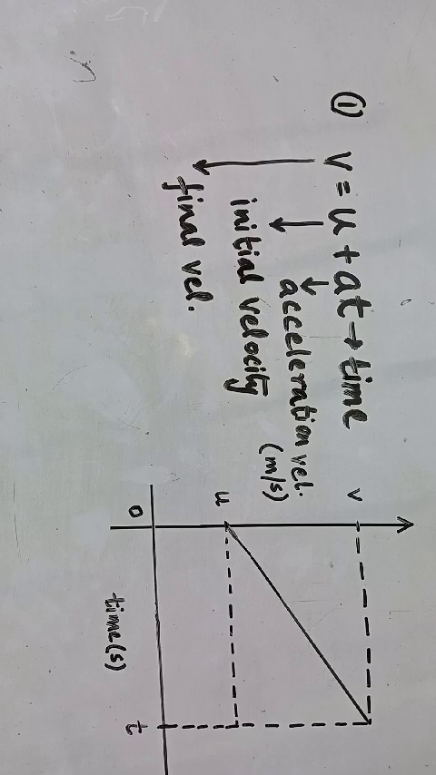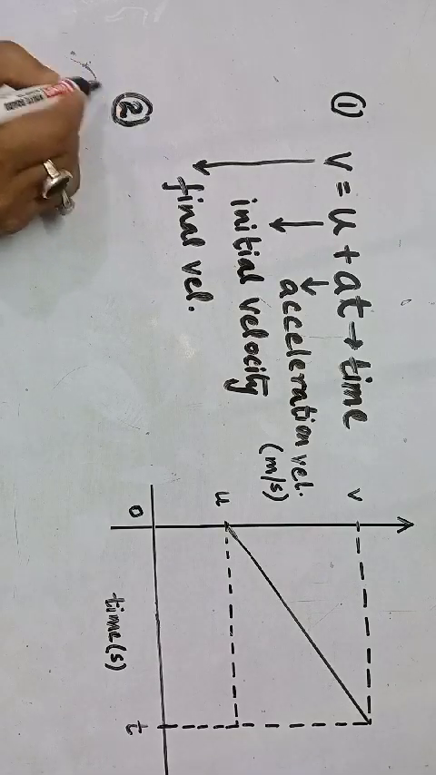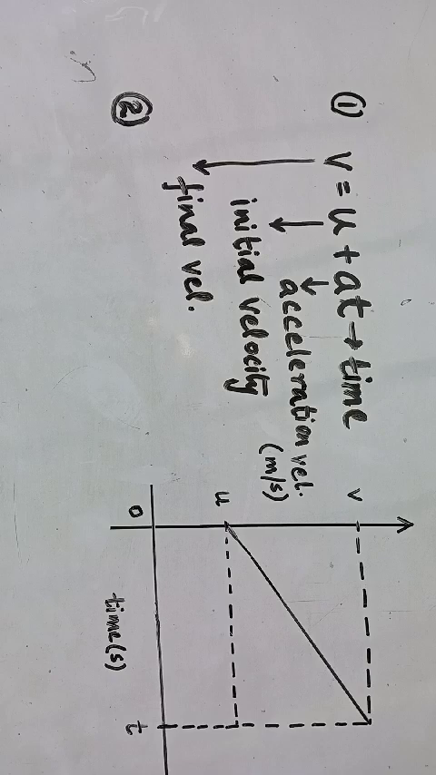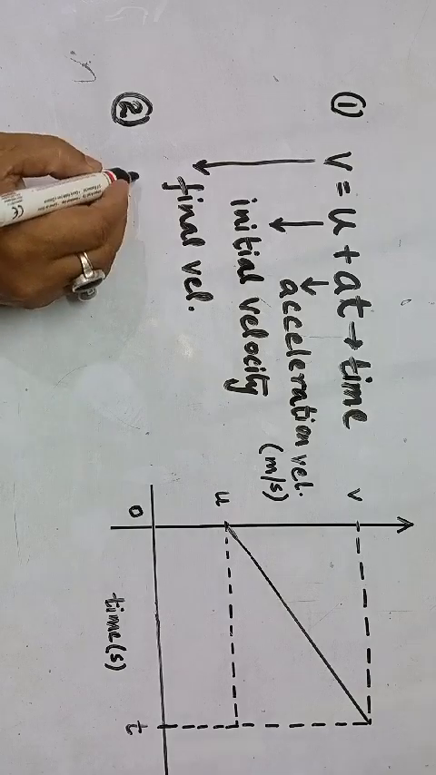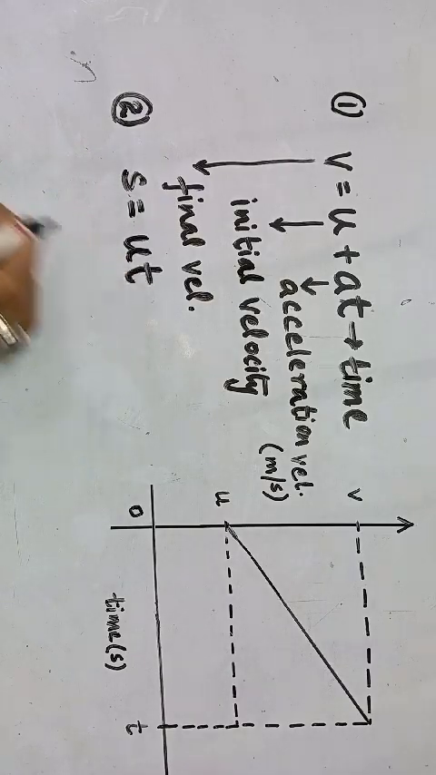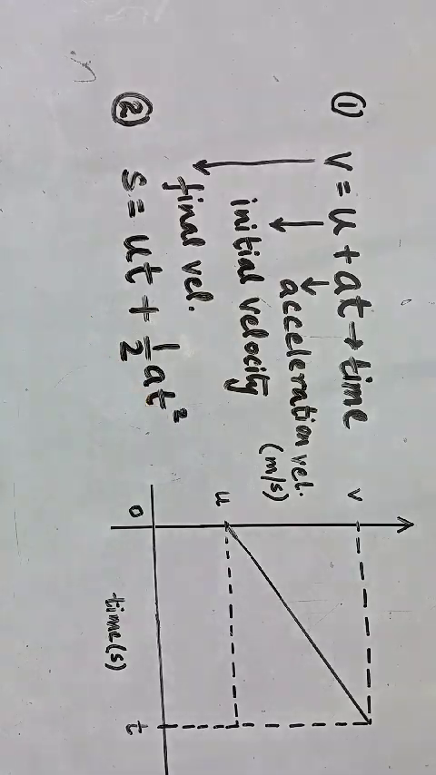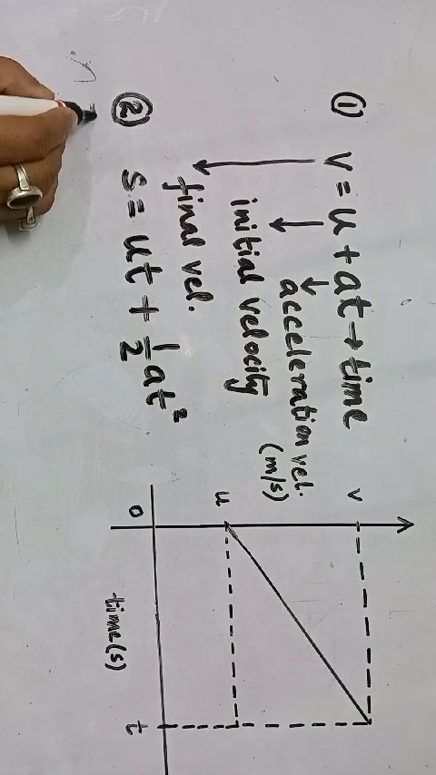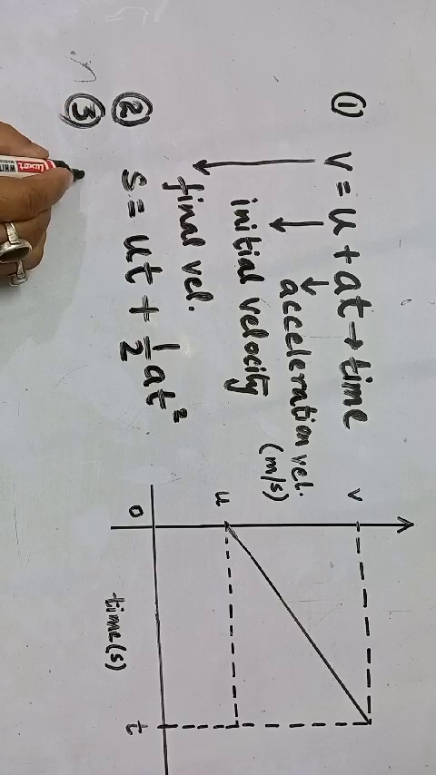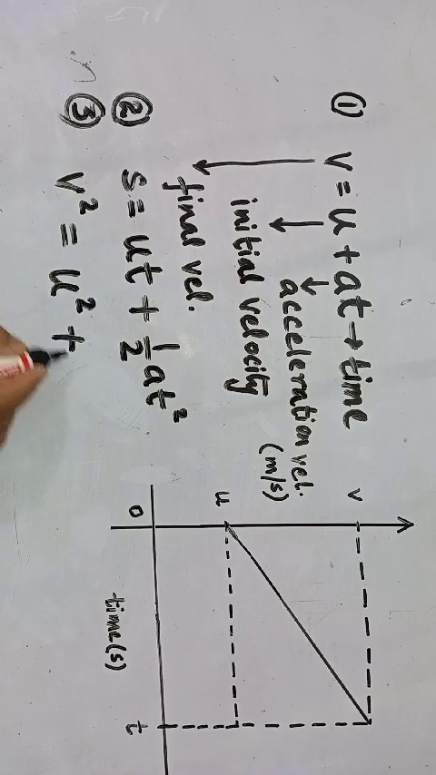Having understood what all these things are, let us now go ahead with the second equation. Once I list them, then I will tell you how to derive them. The next one is s is equal to ut plus half at square. This is the second equation of motion, and then naturally we have the third one, which is v square is equal to u square plus 2 times a into s.